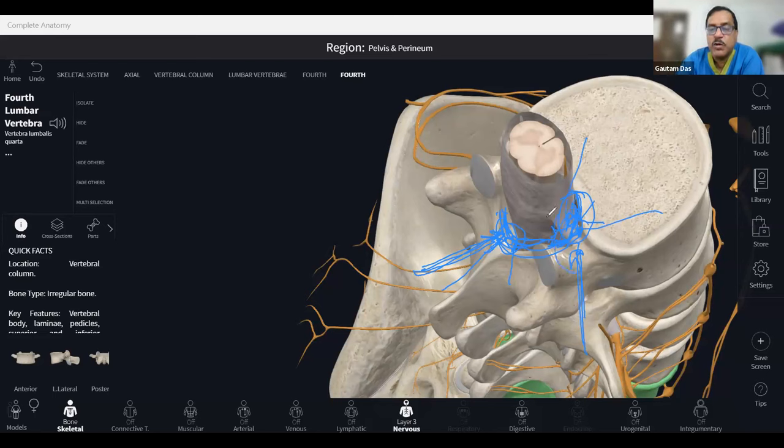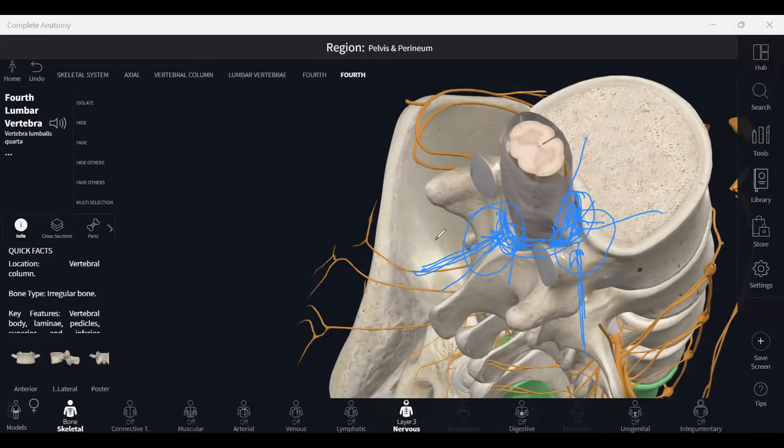But remember, the transforaminal epidural is also a kind of epidural. Interlaminar epidural is also a kind of epidural. And caudal epidural is also a kind of epidural. So you can reach the epidural space through different windows. You can come from any of these windows to reach the epidural space. Clear? Thank you, sir. Clear, sir.